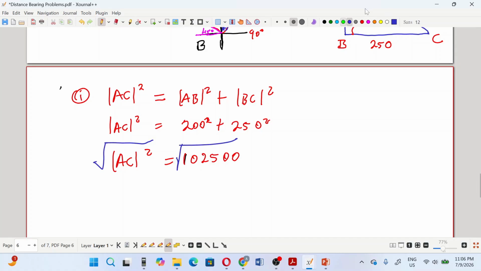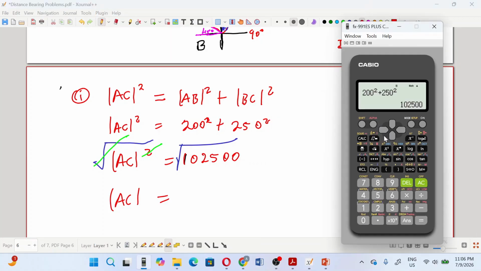So here, automatically, the 2 is going to cross out the square root sign. So I now have my AC. The magnitude of the AC is now going to be equal to what? The square root of 102,500. That's approximately 320 kilometers.